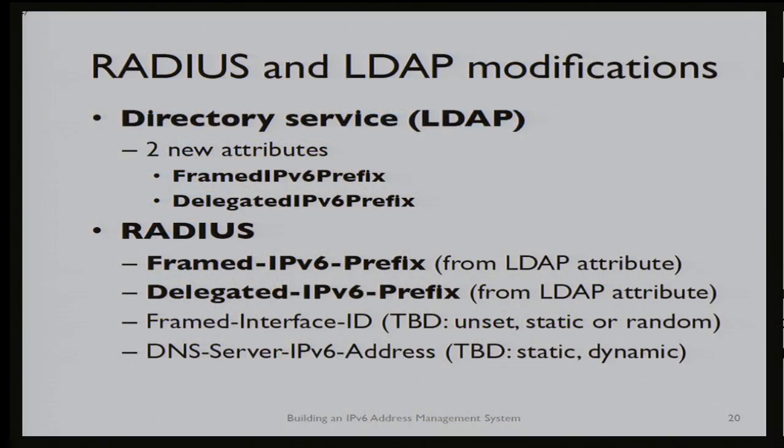So I think we're pretty safe on that regard. For the directory services, for the directory, we are coming up with 2 new attributes. They're strings, and they are the framed IPv6 prefix and the delegated IPv6 prefix, as you might have guessed. And they're translated, obviously, by the RADIUS to the Framed-IPv6-Prefix RADIUS attribute and the Delegated-IPv6-Prefix. And there are some more AV pairs that we're still considering how they are going to be generated or statically allocated.